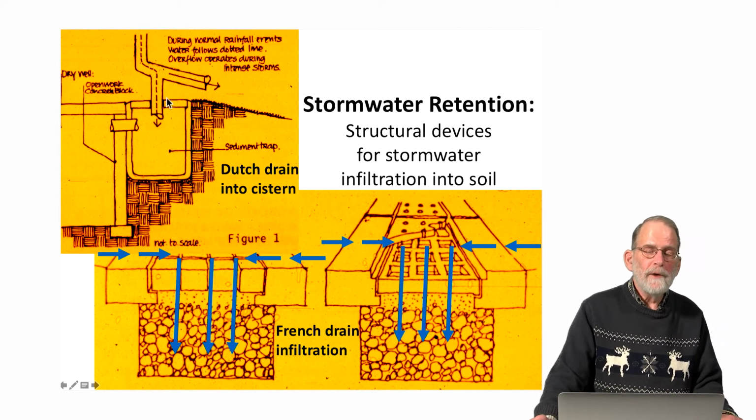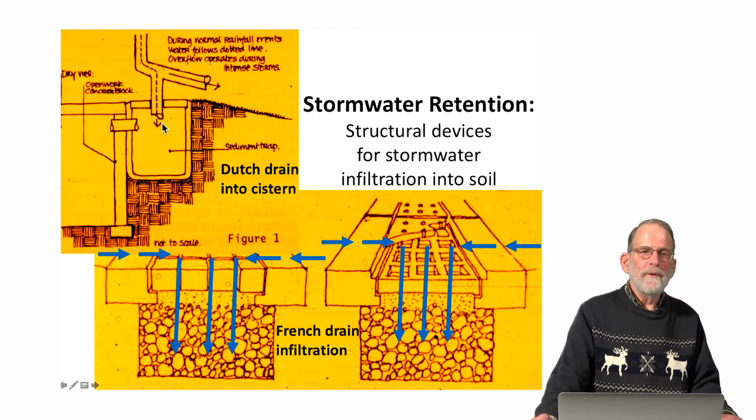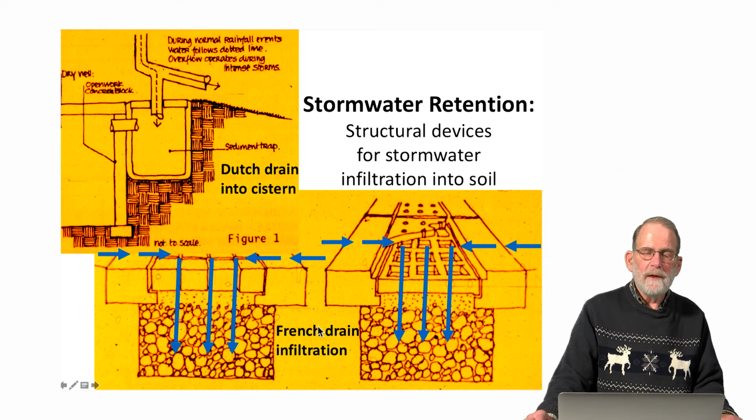Then, when we hit a storm event that is beyond the capacity of this system to retain the water, there is a valve that gets tripped by the fact that water is backed up here, and so the excess water discharges into the landscape. But a Dutch drain becomes a way of, for 90% of the storm events, trying to get that water to infiltrate into the soil. In the lower portion of this diagram, we see what's called a French drain infiltration.